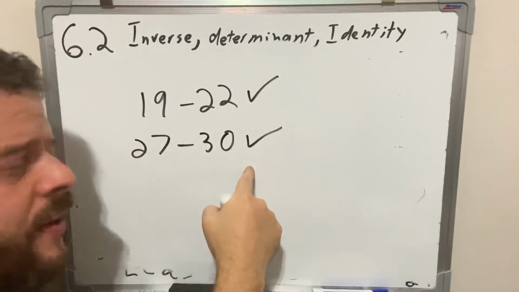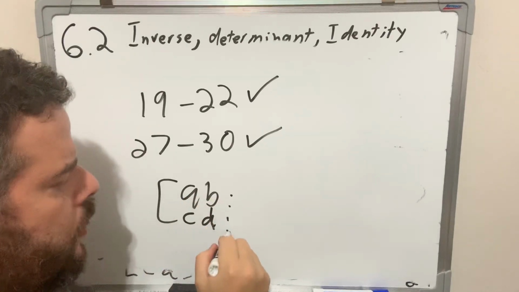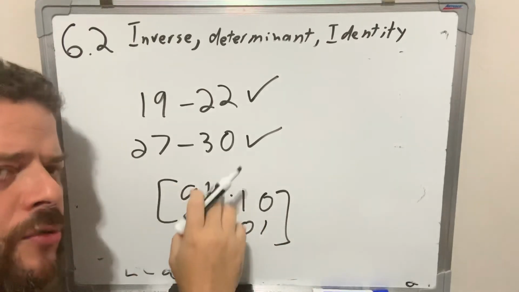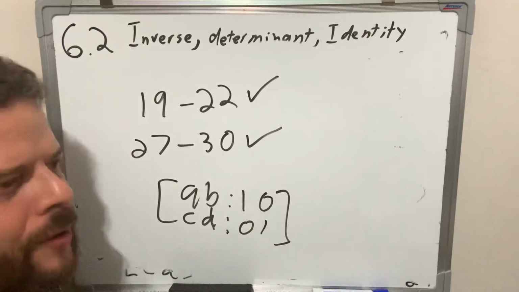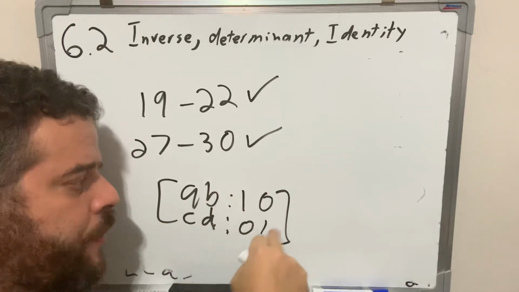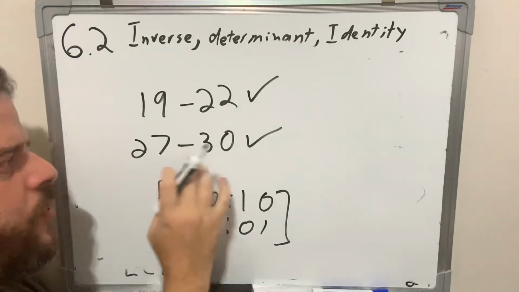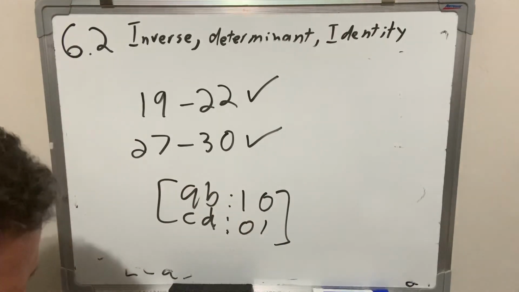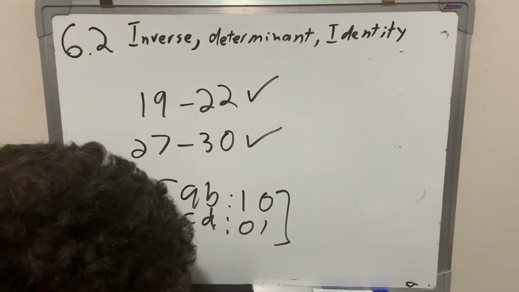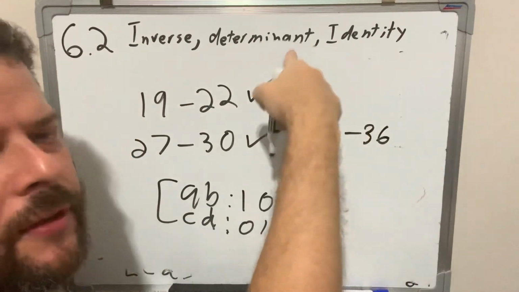I also want you to do 27 through 30. In these cases, you're going to set your matrix equal to the identity matrix, and then you're going to use Gauss-Jordan elimination to end up with your identity matrix on this side, and the resultant matrix here will be the inverse. That's 27 through 30. And finally, you're going to do 35 and 36 using the last method we just did.